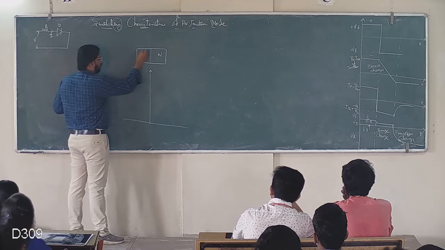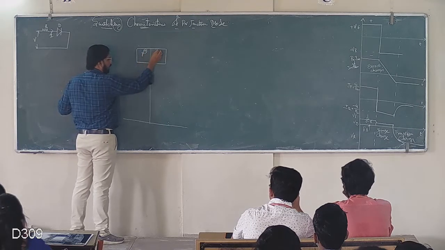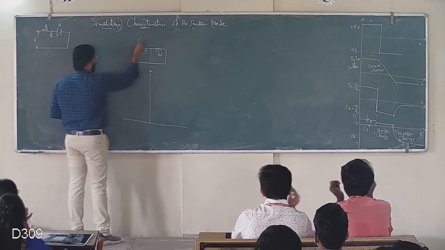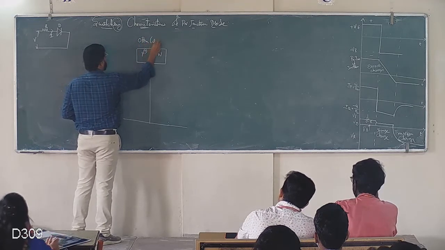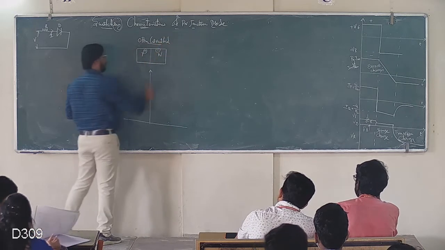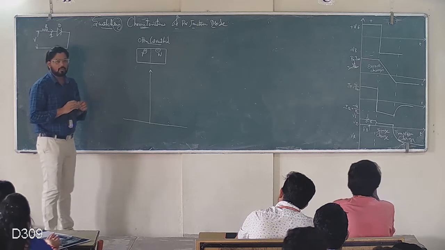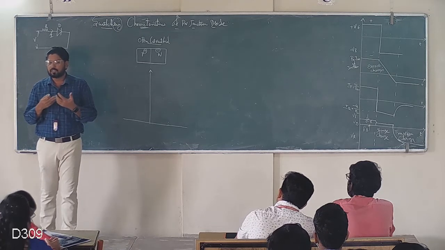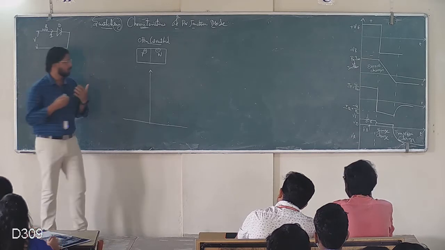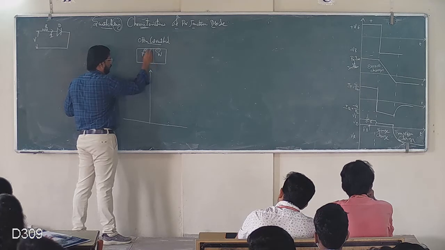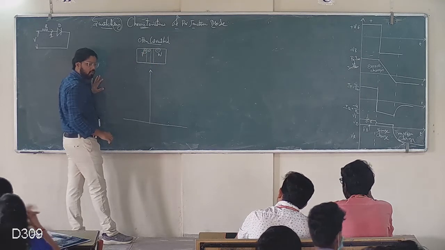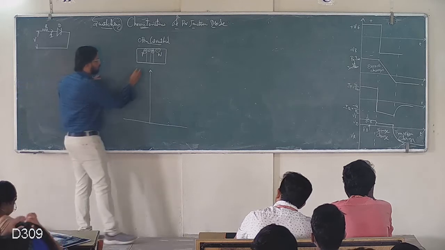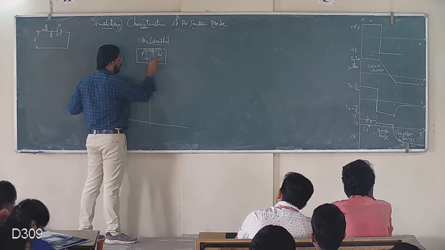In P, holes are the majority carrier. In N, electrons are my majority carrier. Under open circuit, the majority carriers are opposite charges. They attract each other, and the charge carriers will diffuse across the junction. That causes a depletion region, which means the P side loses its positive charge and becomes a negative ion, and the N side loses its negative charge and becomes a positive ion. Otherwise, majority carriers are moving towards the junction.